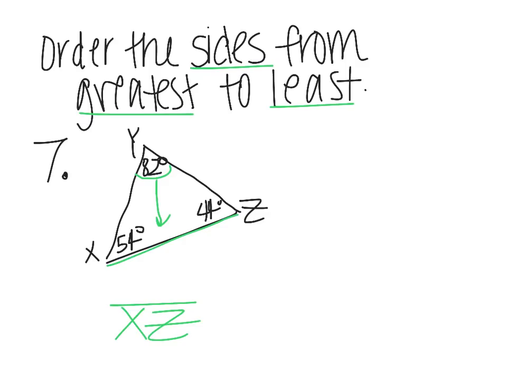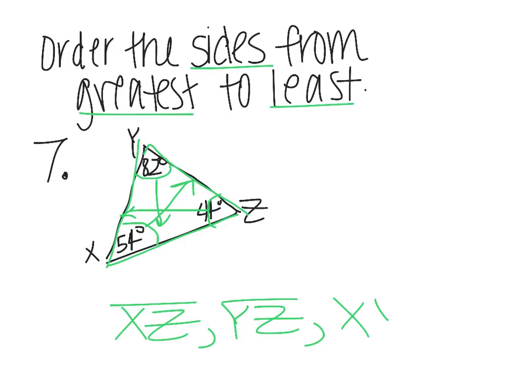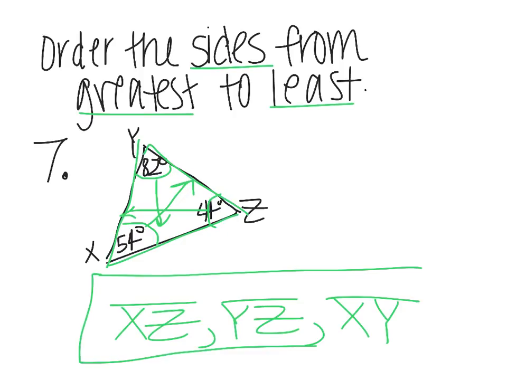Then our next biggest angle would be angle X, and opposite that would be side YZ. So YZ is the next longest side. And then lastly, the smallest angle is angle Z. Opposite angle Z is side XY. So side XY is our shortest side. And there's our sides in order from greatest to least.